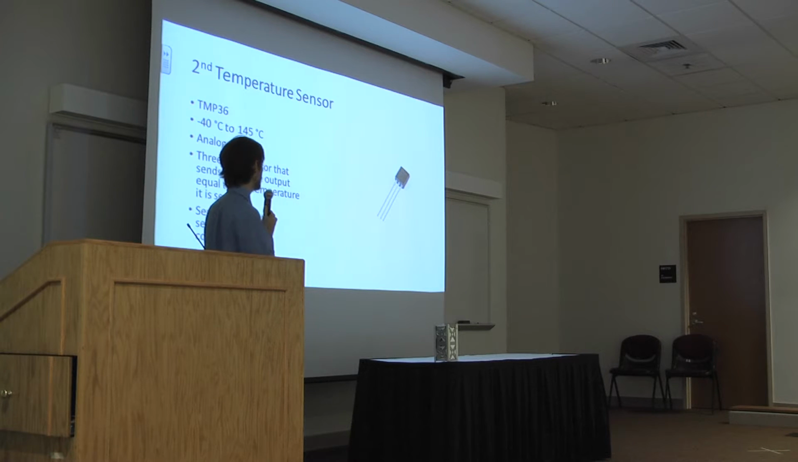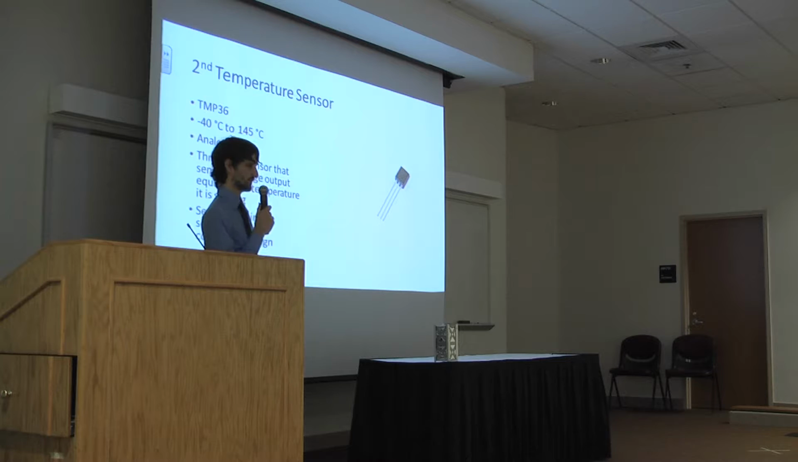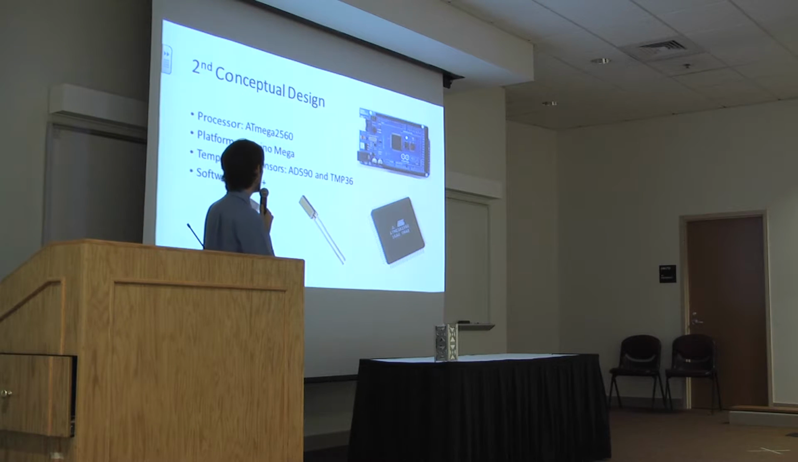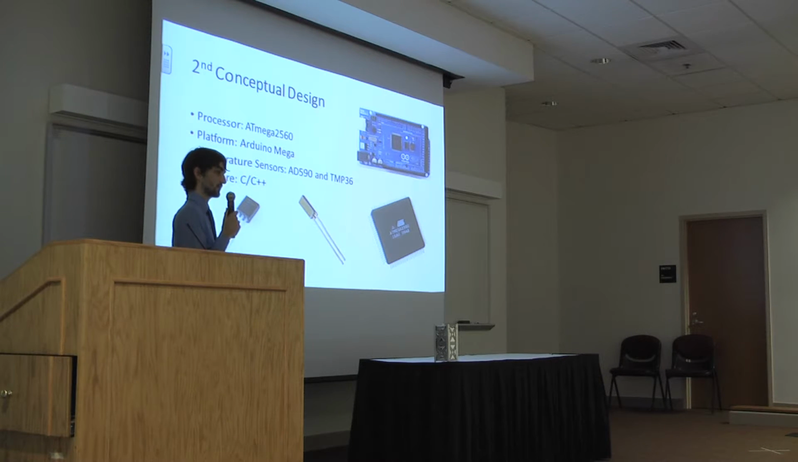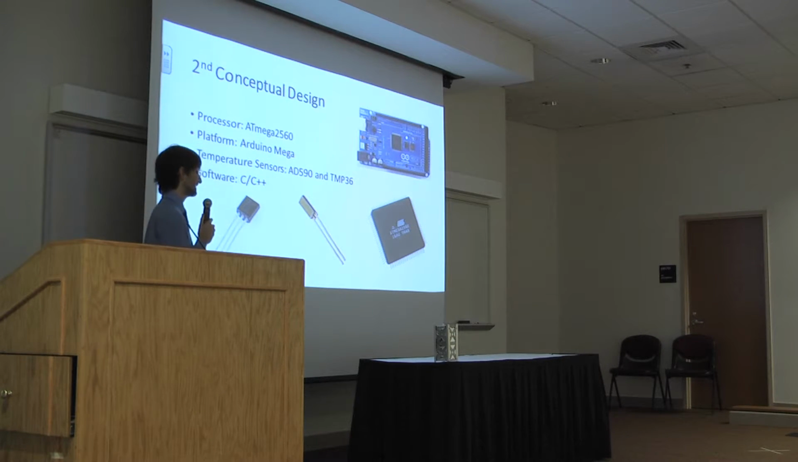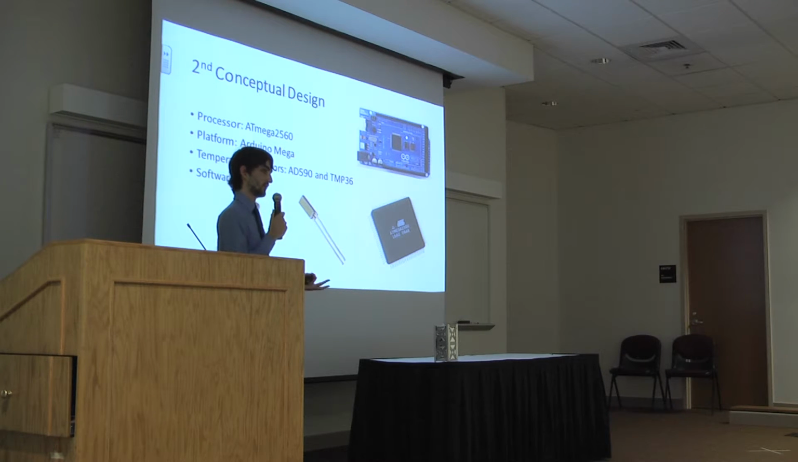So the reason I wanted to bring this up now is because I used the TMP36 in the conceptual designs that I came up with. This is the second conceptual design. It utilizes the ATmega 2560 that I told you about earlier with the decision matrix. It also utilizes the Arduino Mega that the ATmega can actually come pre-mounted on, so it's a lot easier to not have to attach that board to anything. And then it's going to use the 8590 and TMP36 temperature sensors.